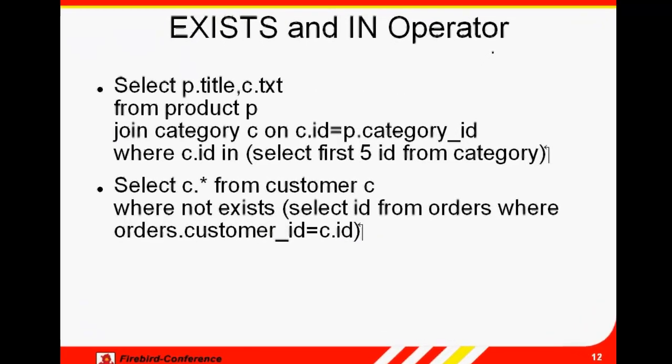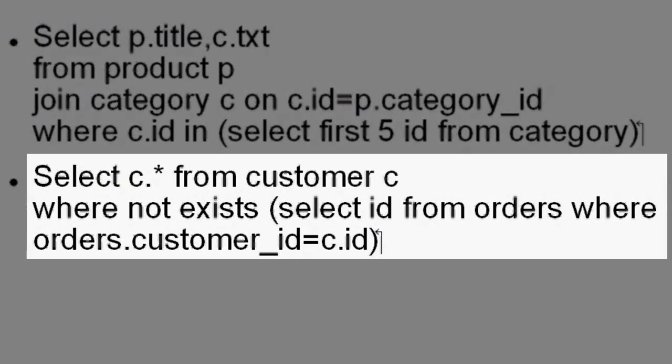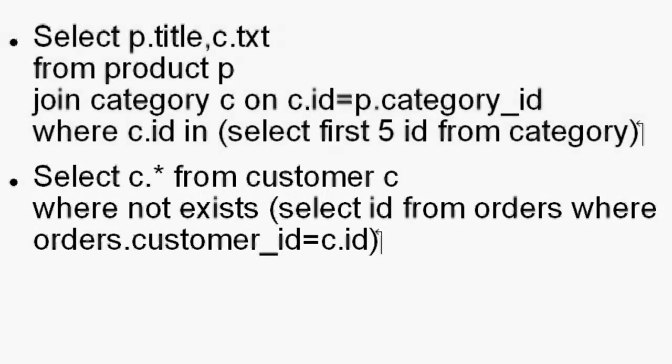The exists operator. Here we are selecting the customers from the customer table, where if one or more rows are returned, then it will give you the value. If no values are returned, then it omits and does not show it. This means these results will only return customers who have not placed any orders.